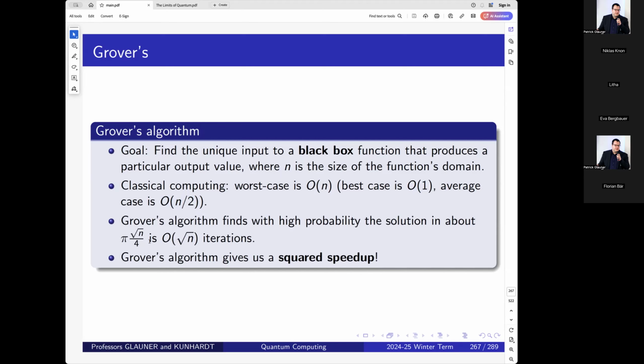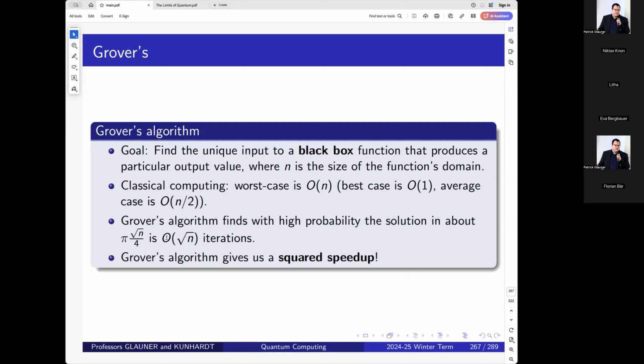And the Grover algorithm will find with a high probability the solution in about pi divided by 4 times square root of n many iterations. So constant factors disappear, pi and 4. That means this is O of square root of n.